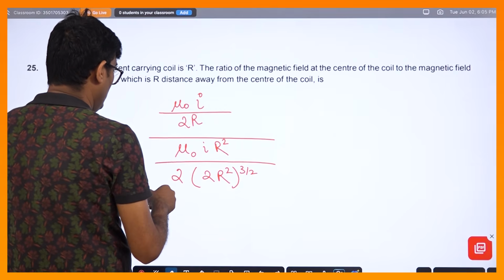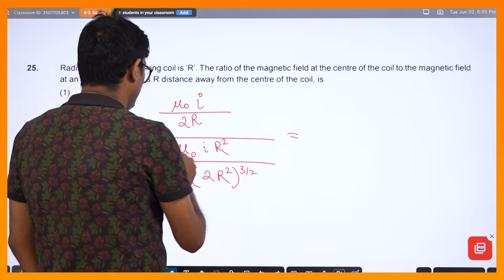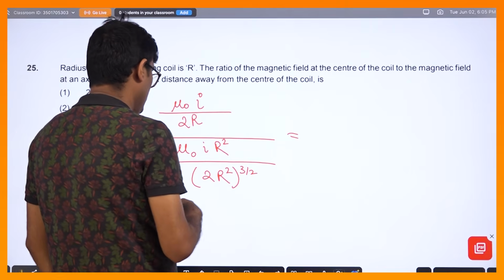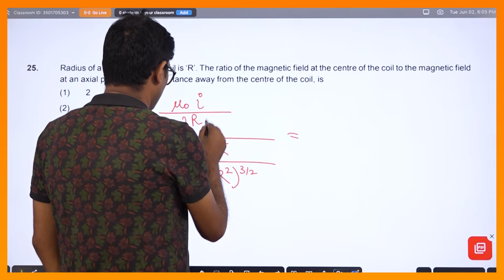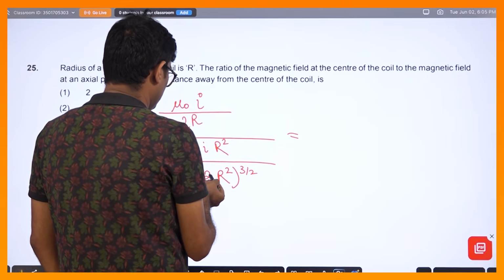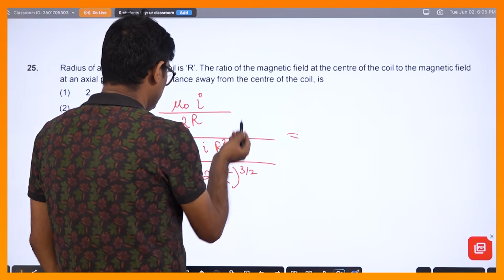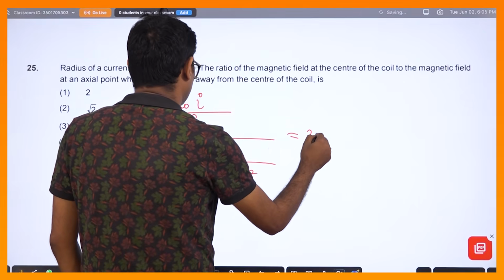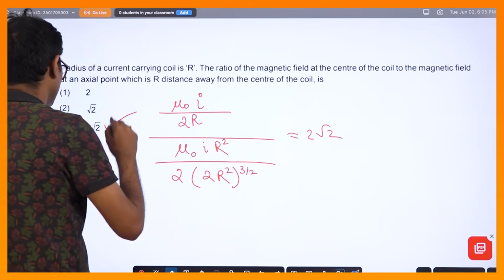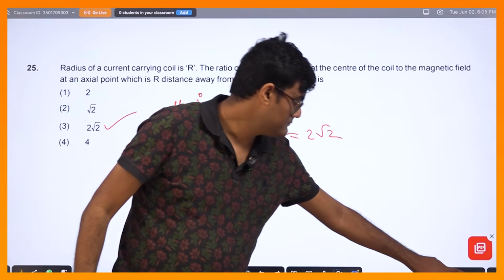Mu naught I by 2 R will get cancelled out, right? So this is 2 root 2, I think. 2 root 2 is the answer. Option 3 is the correct answer for this question.